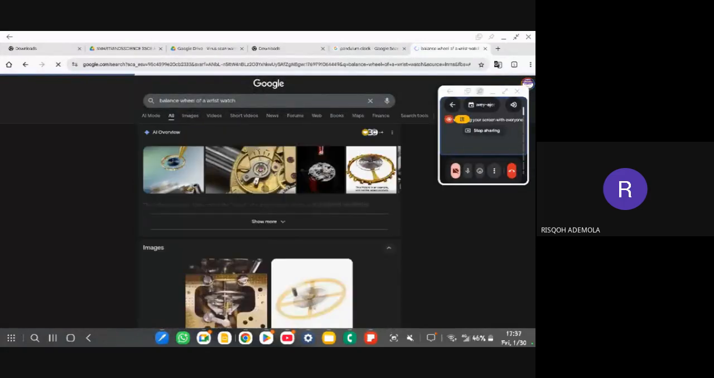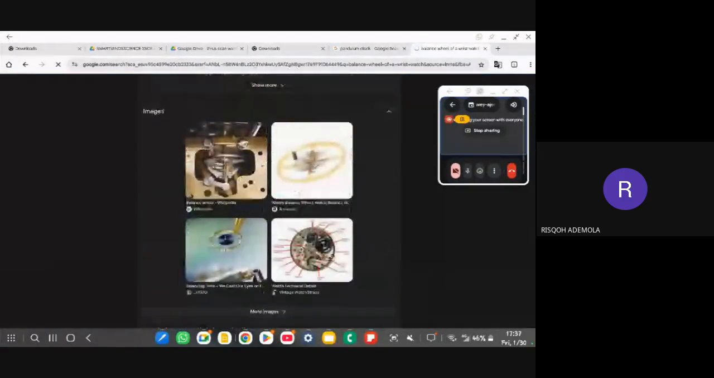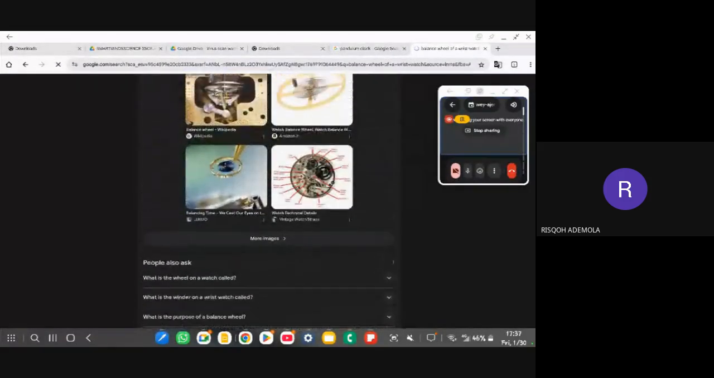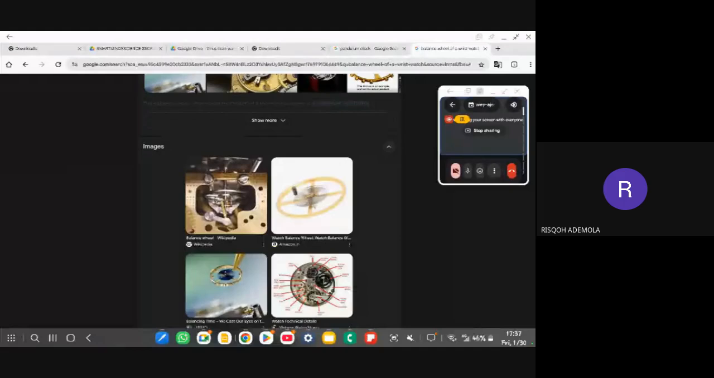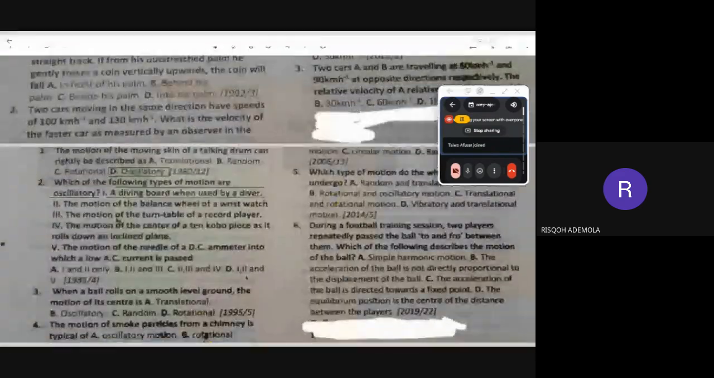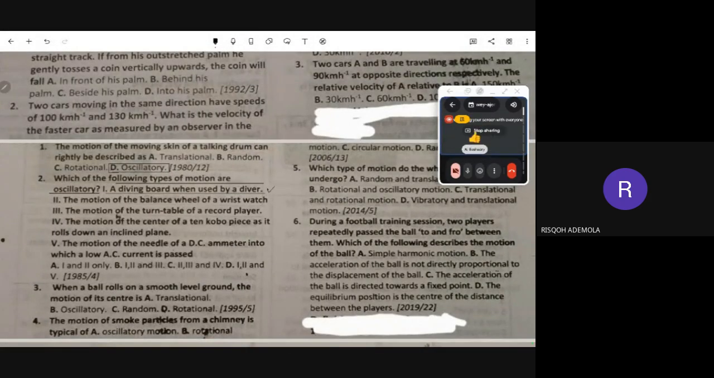Can you see it? Can you see? Going. That's what we are looking for exactly. So that's the balance wheel of a wristwatch. If you place it at the back of your head, you will hear that sound. Tick, tick, tick, tick, tick. So what kind of motion is this, guys? Oscillatory.